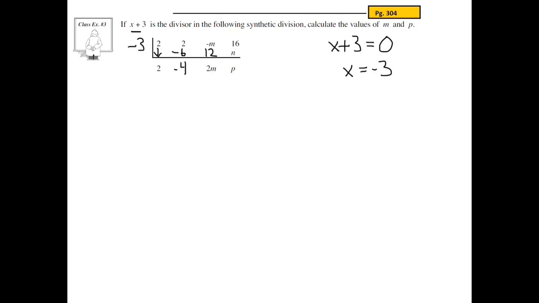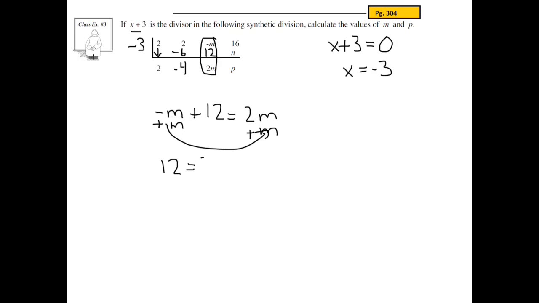So now we've got negative 3 times a negative 4 is going to be a positive 12. And so this is where it gets a bit different, because if you take a look at this, if we rewrote this out, we've got negative m plus 12 is equal to 2m. Okay, so we can solve for m right here by collecting our like terms. So you can move this m over by adding it, so plus m and plus m. So you've got 12 is equal to 3m. Divide that by 3, divide this one by 3, m is equal to 4.